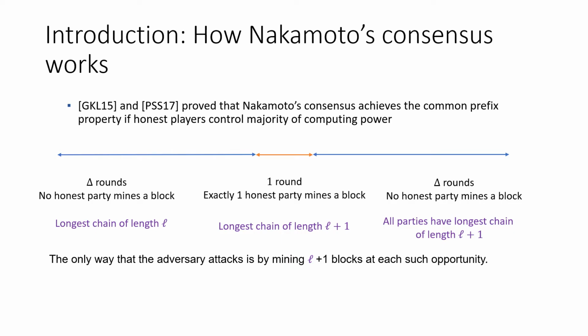The only way that the adversary can prevent this is by mining a block at each opportunity and sending this to some honest players to prevent convergence. However, because the honest players have the majority of computing power, the adversary won't be able to catch up and honest players will eventually have the same chain.